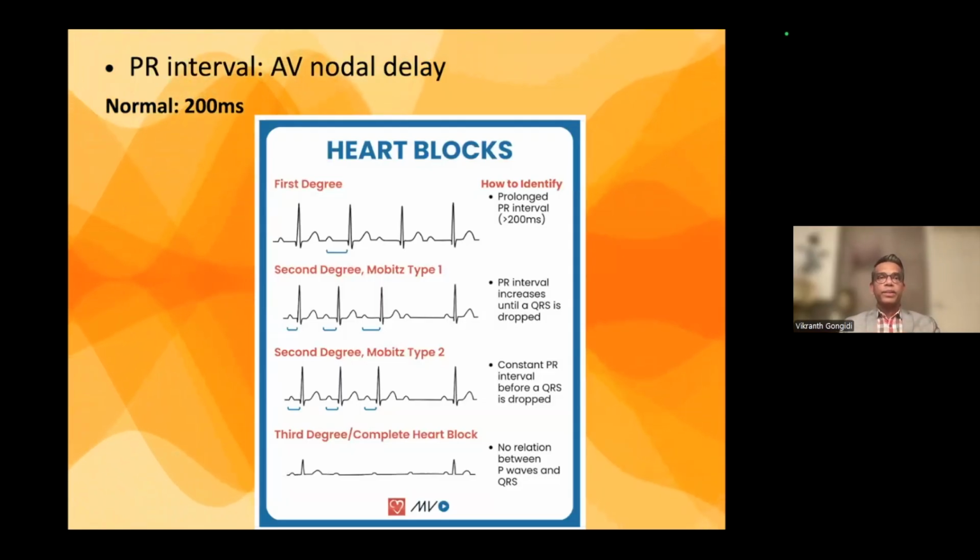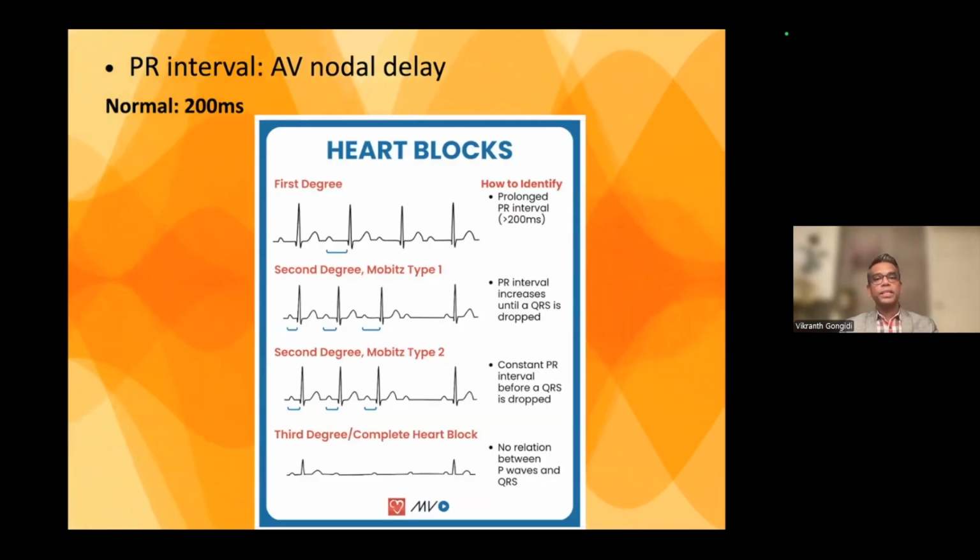So once you figure out if it's a regular rhythm or not a regular rhythm, we go back to reading it from left to right. So the very first thing is the P wave. We try to find if there's a P wave or not. After the P wave comes the PR interval. And this is the AV delay we were talking about earlier.